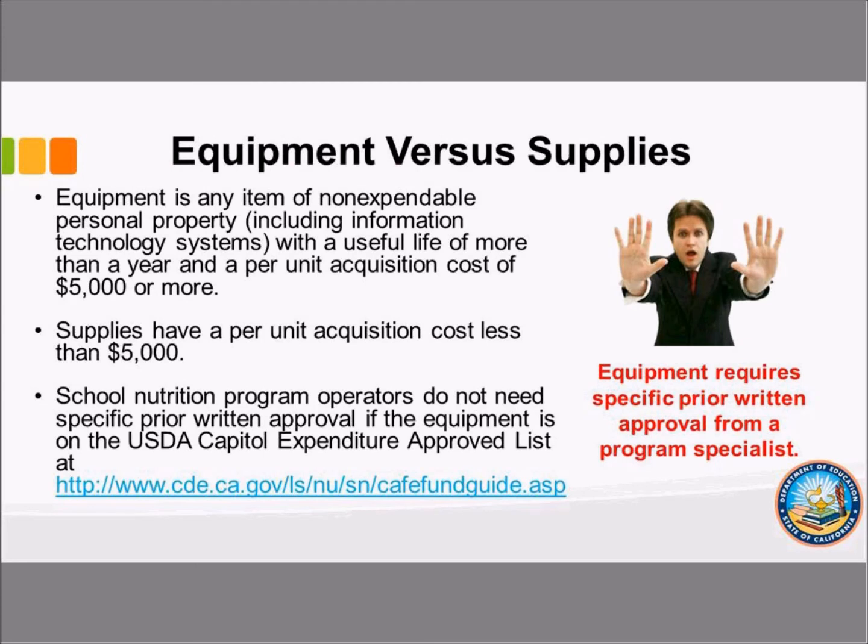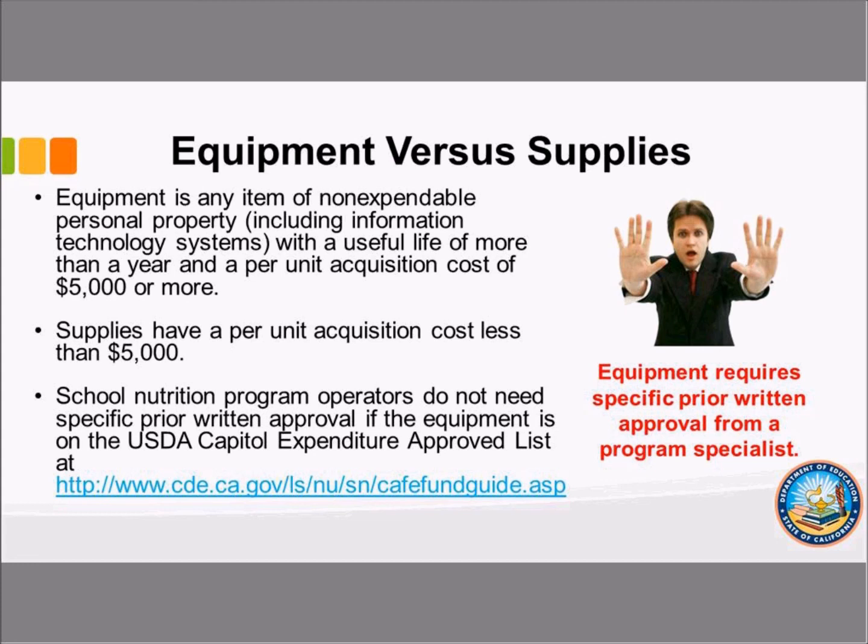Lori, is there anything agencies should know about purchasing equipment? Yes. First, let's define what equipment is. Equipment is any item of non-expendable personal property with a useful life of more than 1 year and a per-unit acquisition cost of $5,000 or more. Non-expendable personal property can be tangible, having physical existence, such as equipment, or intangible, having no physical existence, such as a patent, inventions, and copyrights.